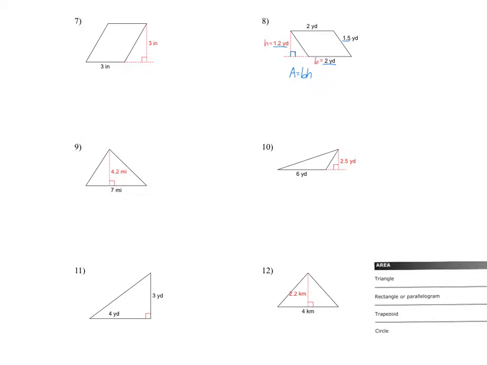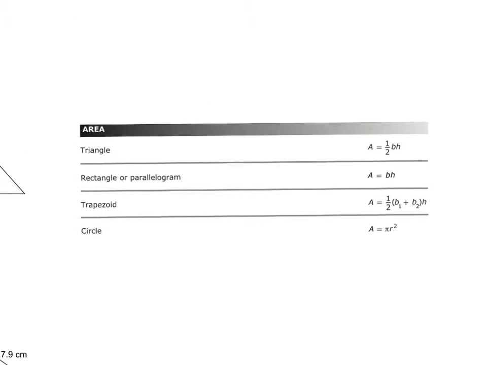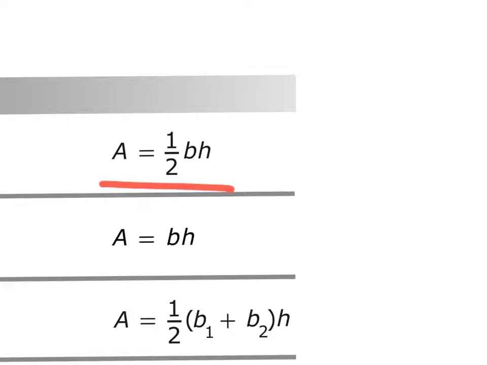That's going to be similar on our triangles. Whenever we're talking about triangles, we have this formula right here. We use 1/2 base times height. But what I recommend, we've talked about this before, is to do it as base times height divided by 2. This is the same thing.